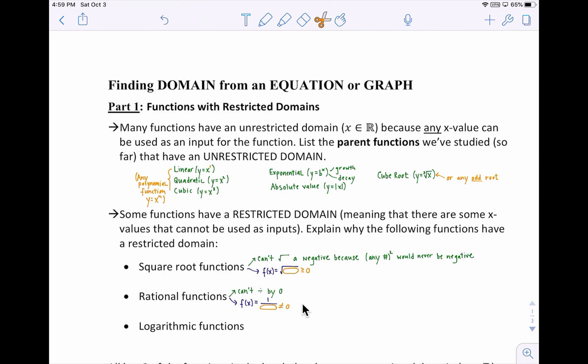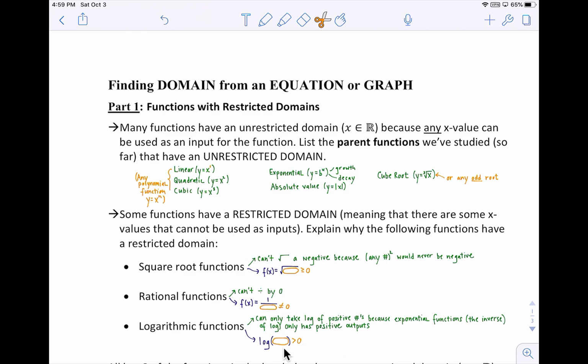And then the logarithmic function, we really want to think about how logs are the inverse of the exponential. So picture that exponential growth or decay graph. Exponentials can input anything, but they only have positive outputs. So if exponentials only have positive outputs, then the inverse, the log, can only have a positive input.